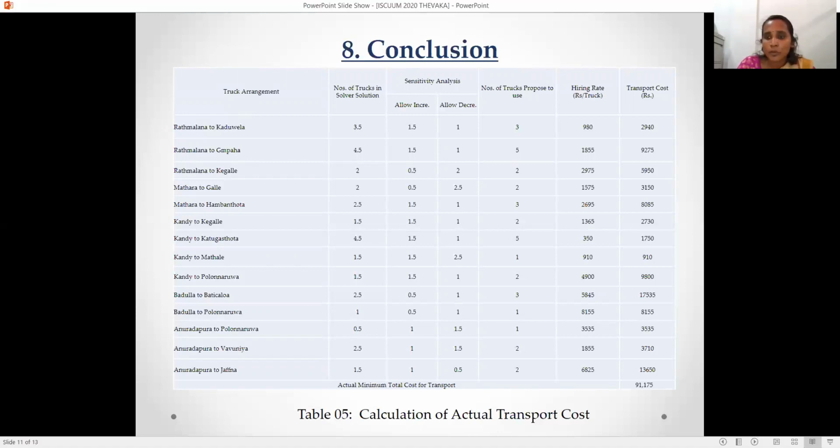Based on the assumption, this model is an LP model. If we get the optimal solutions, we can't directly implement the solutions, because if you see these places, first places Ratmalana to Kadavella 3.5 load, we can't shift this half load to any places. That's why we have to reduce to increase. So we have to reduce to increase. We know the ranges. So to know the ranges, we perform the sensitive analysis.